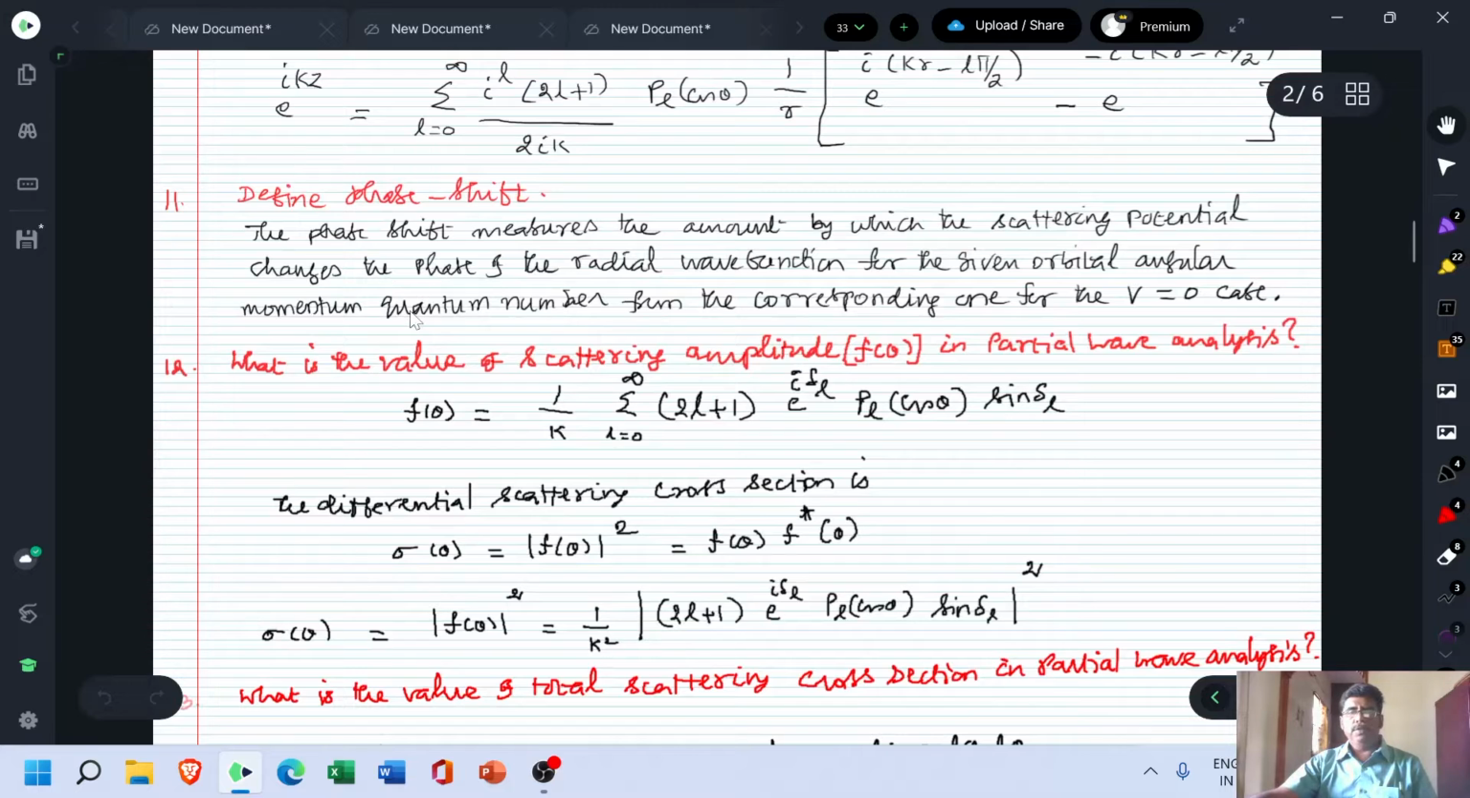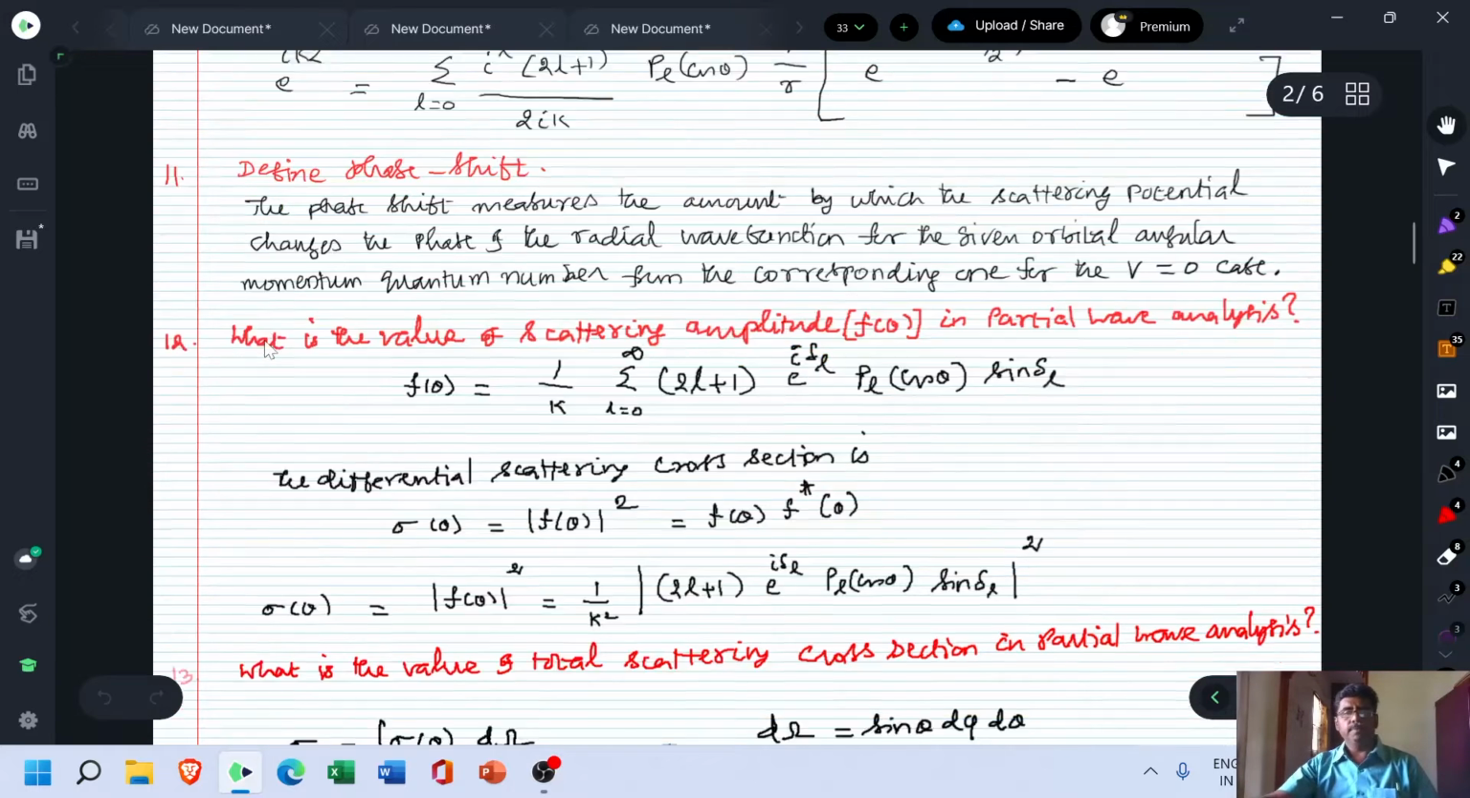Define phase shift. The phase shift measures the amount by which the scattering potential changes the phase of the radial wave function for the given orbital angular momentum quantum number from the corresponding one for the V equal to 0 case. We are studying the phase of the outgoing wave with the presence and absence of the scattering potential. The difference provides the phase shift.